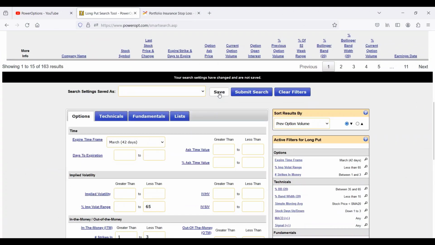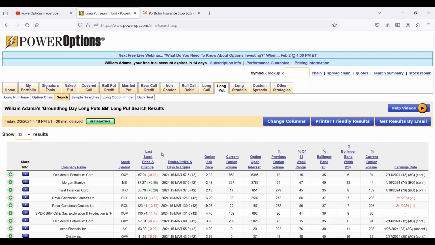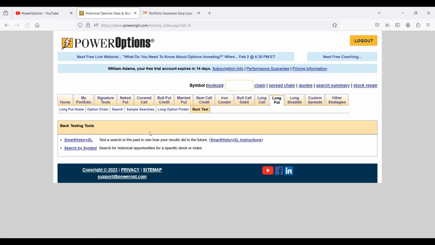Now, I want to save this search, and we'll just call it Groundhog Day Long Puts BB. Okay. And why did I go through that? Because now that we've saved it, let's see how this might have worked out for us back in December, through a 40 to 45 day period to the next expiration, or from January into February.